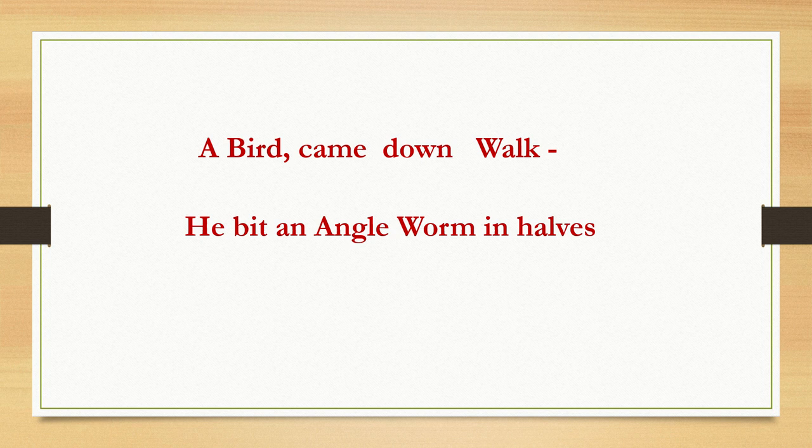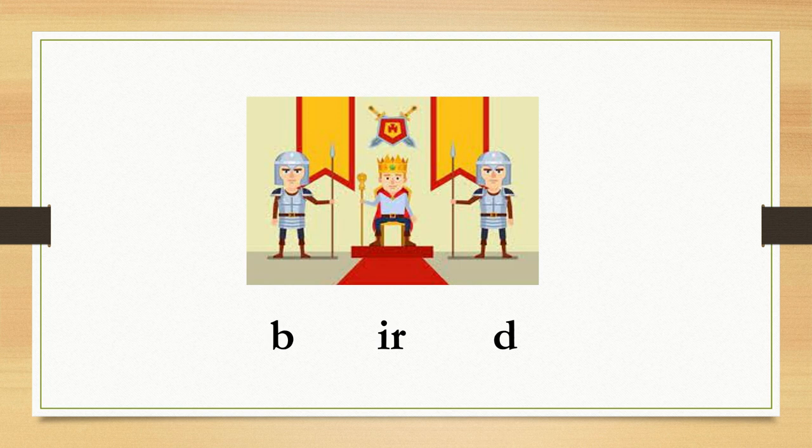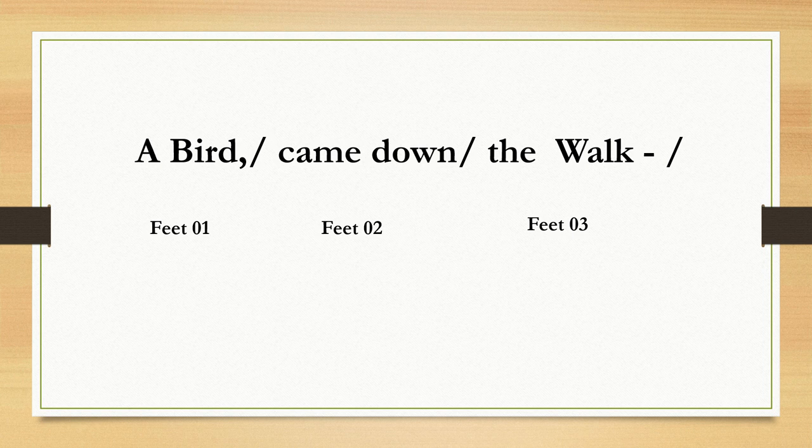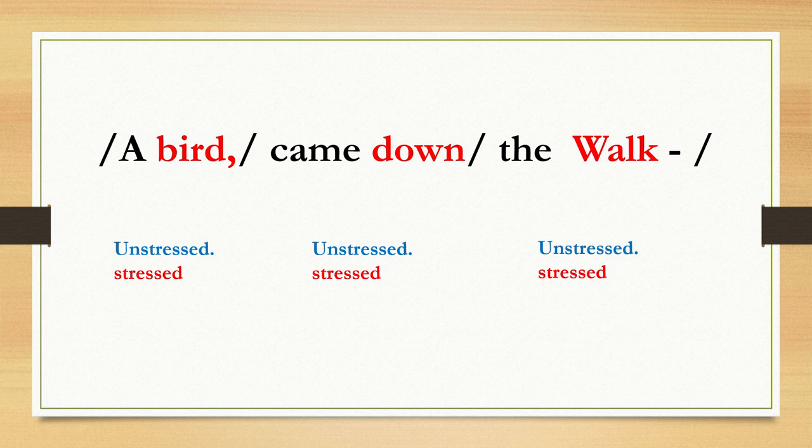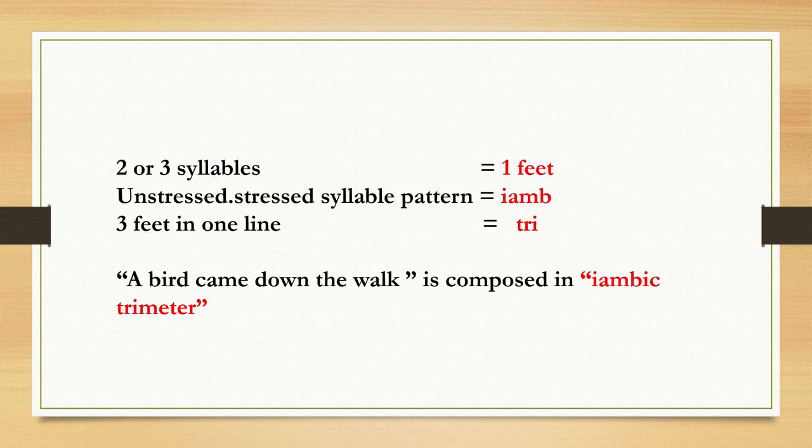I selected the first line and the third line in the first stanza to find out the meter. This is the first line. There are three feet. Stress pattern is unstressed stressed. Formula is 2 or 3 syllables equal to 1 feet, and unstressed stress pattern is called iamb. 3 feet in one line, it is called tri. So A bird came down the walk is composed in iambic trimeter.